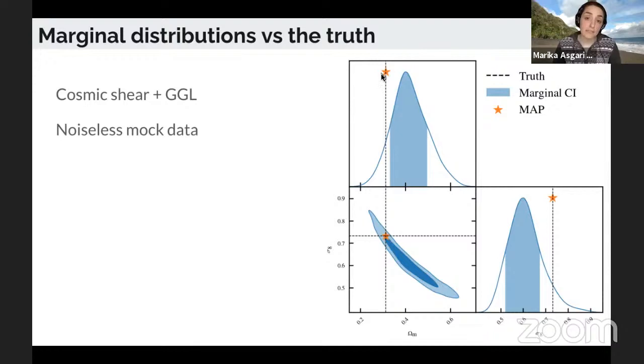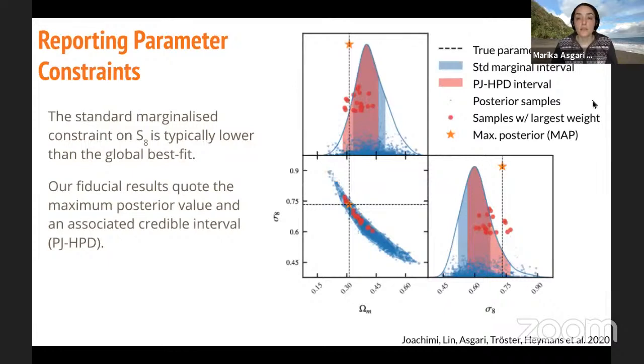But if we look at the full posterior distribution and then look at the maximum of that distribution, we get something that recovers the input, and that's the star here. So after seeing this, we decided that we're not going to report marginal distributions or any of the properties of the marginal distributions as our fiducial result, although we still reported it because everyone does that. And instead, look at the properties of the full posterior distribution. And this is summarized here.